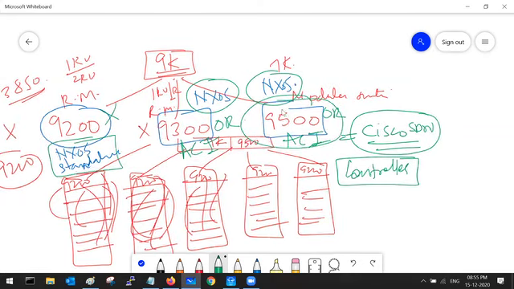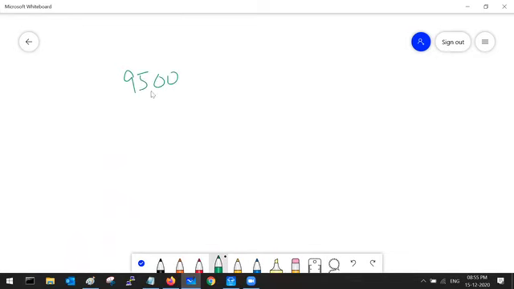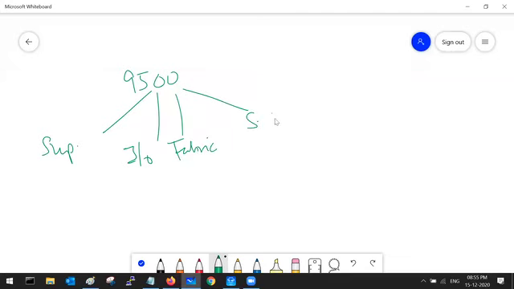The 9500 series is very similar to Nexus 7K. Here also we have different types of modules: supervisor module, IO module, fabric module, and an additional module known as system controller. So we have 4 different types of modules over here. The supervisor module is again categorized into 2 types: supervisor A plus, B, and B plus. Just like in Nexus 7K, we have sup 1, 2, 2E, and 3E. Similarly, here we have A plus, B plus.